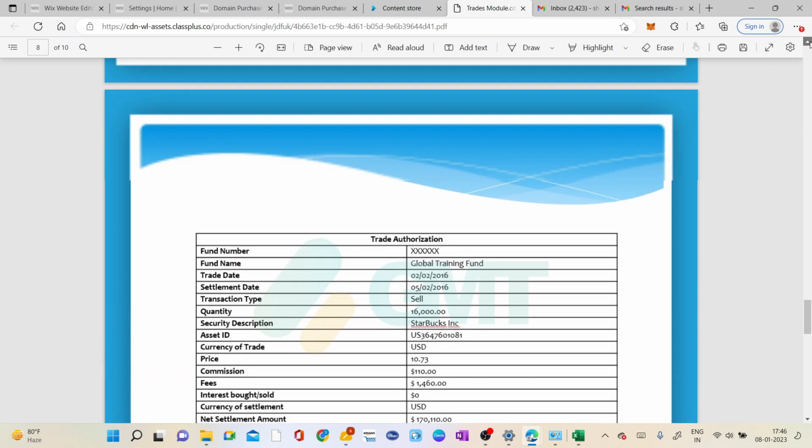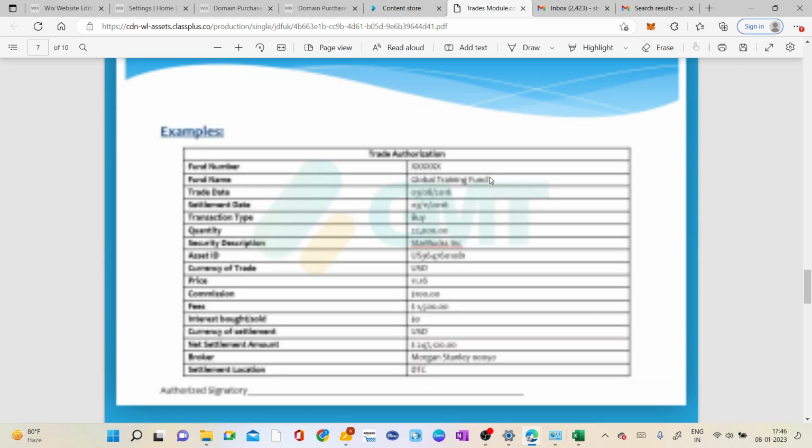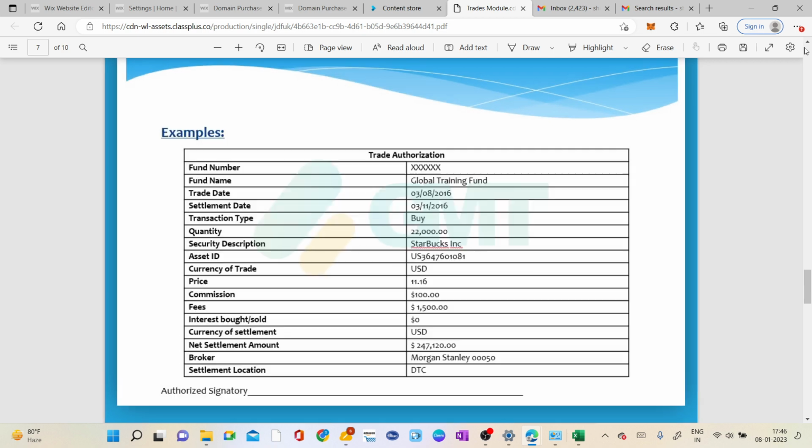So this PDF you can refer to for real examples, data and all, right?